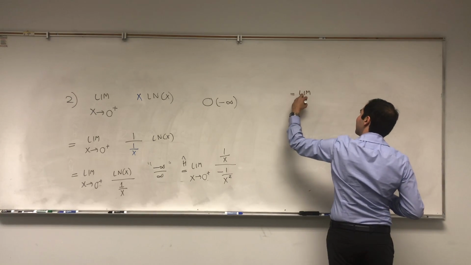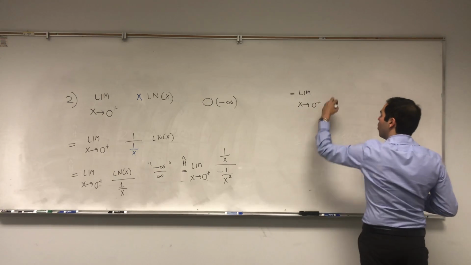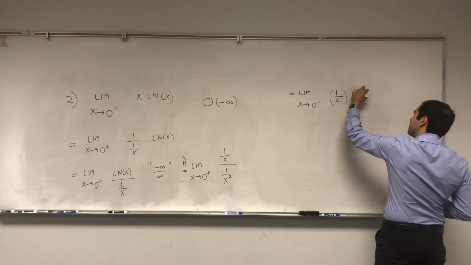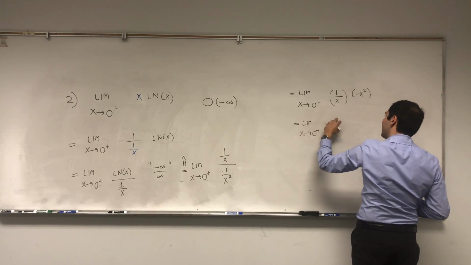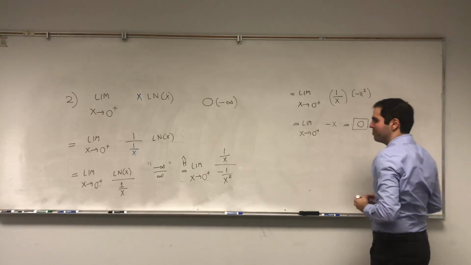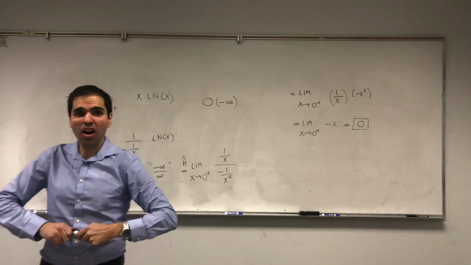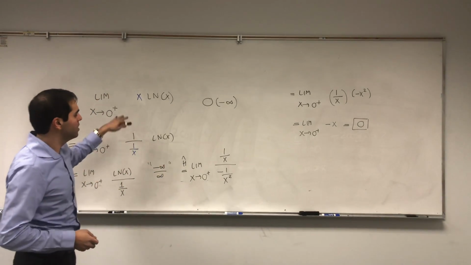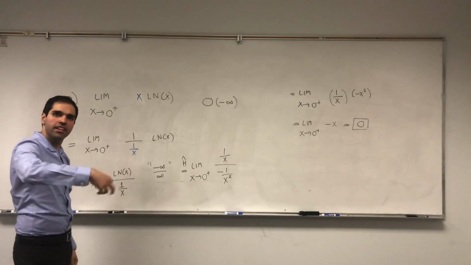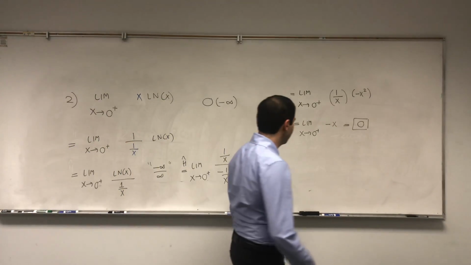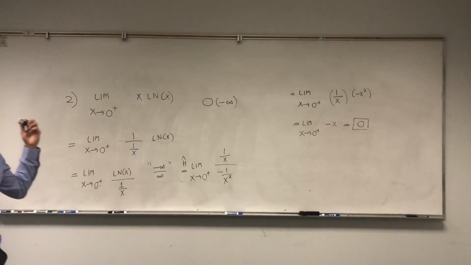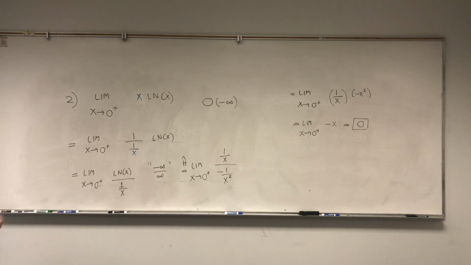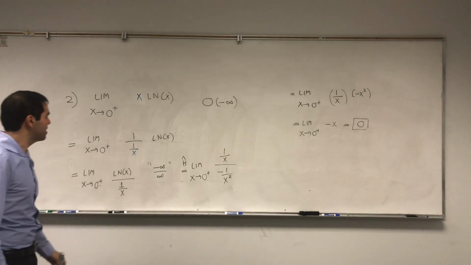That becomes the limit as x goes to 0 plus of 1 over x times minus x squared, which simplifies to the limit as x goes to 0 plus of minus x, and that's 0. So, in other words, in this tug of war between 0 and ln of x, it turns out x wins, because x goes faster to 0 than ln of x does to minus infinity. And again, the point is, even with 0 times minus infinity, you can turn this into a situation where you apply L'Hopital's rule.